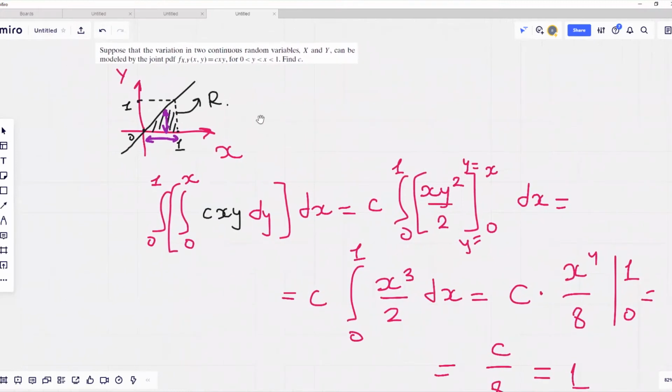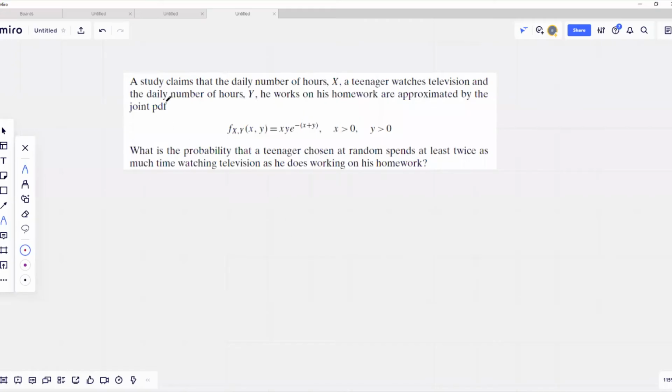So for this to be a valid PDF, C should be equal to 8. A study claims that the daily number of hours, X, a teenager watches television and the daily number of hours, Y, he works on his homework are approximated by the following joint PDF. Let's find the probability that a teenager chosen at random spends at least twice as much time watching television as he does working on his homework.